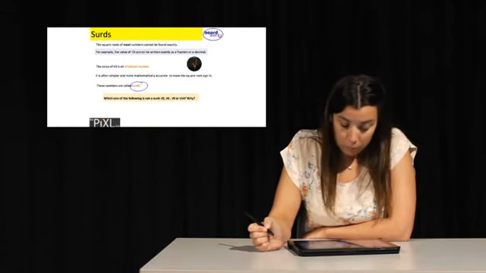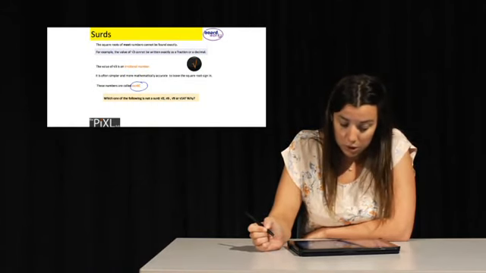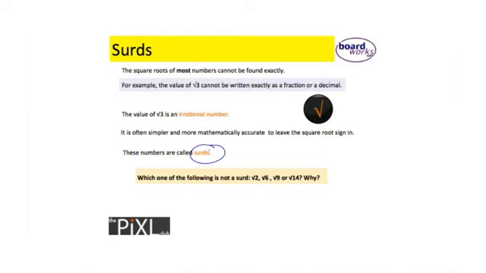Given what I've just said, the question I want you to look at is which of the following is not a surd? The square root of 2, root 6, root 9, or root 14. And I need you to explain why. 1 minute, off you go.